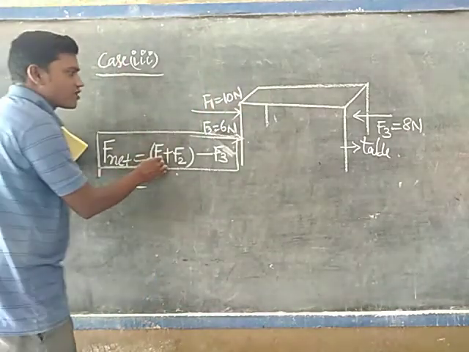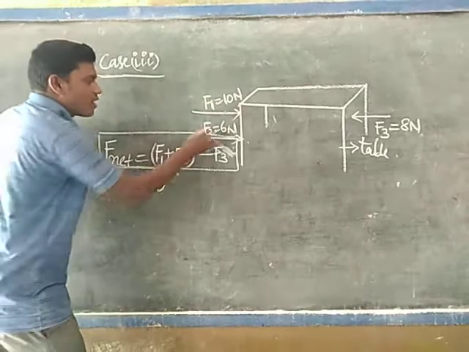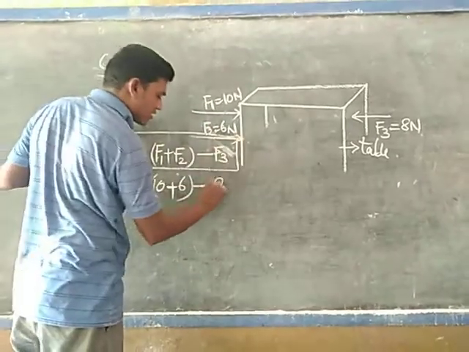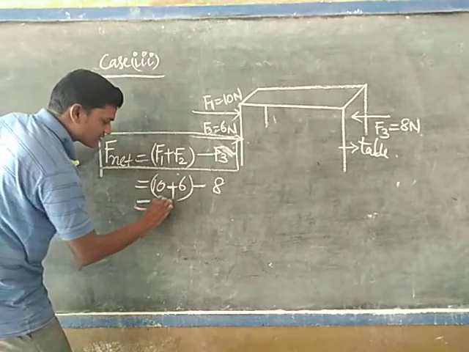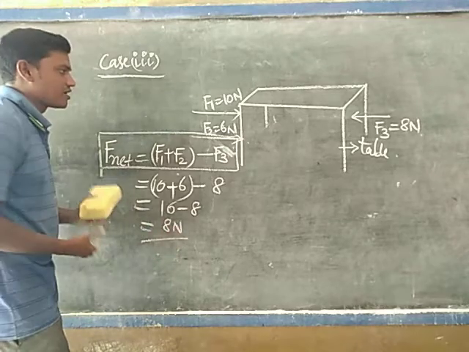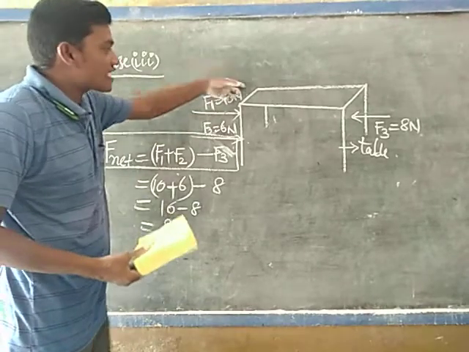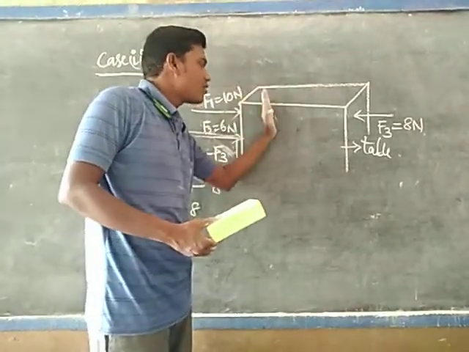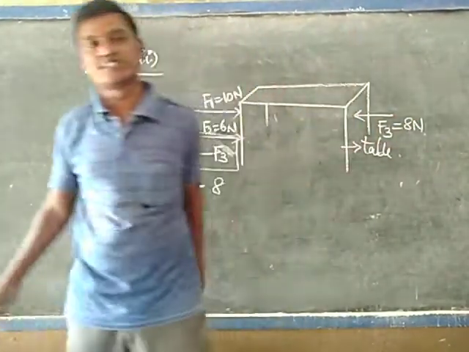What is the F1 value? 10. What is the F2 value? 6. Minus, what is that one? 8. That's why 10 plus 6, 16, minus 8. Then what is the value? 8 Newton. Means 8 Newton more force is acting on the table towards the east. That's why finally the table will move in this direction, means the east side direction.